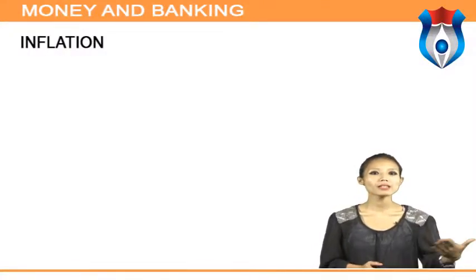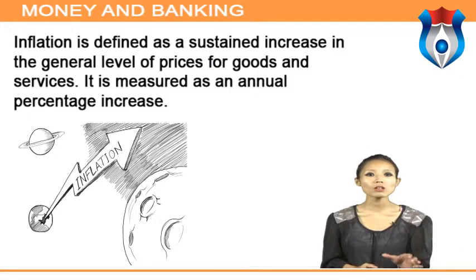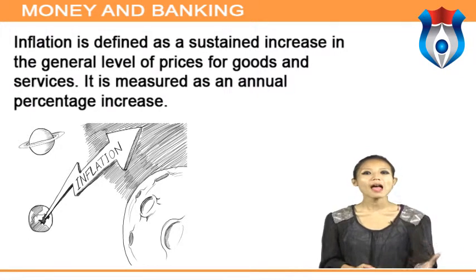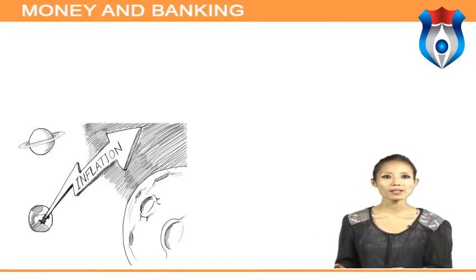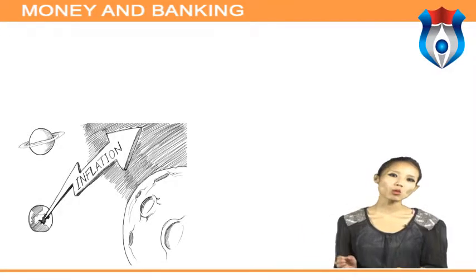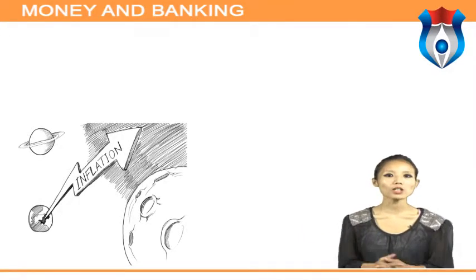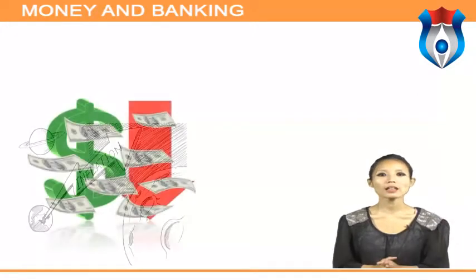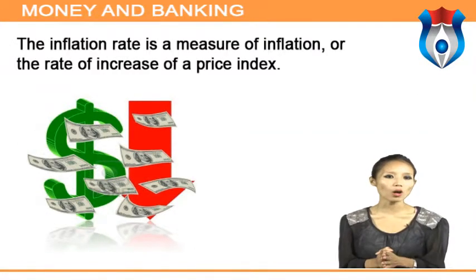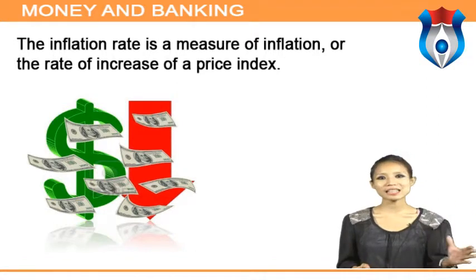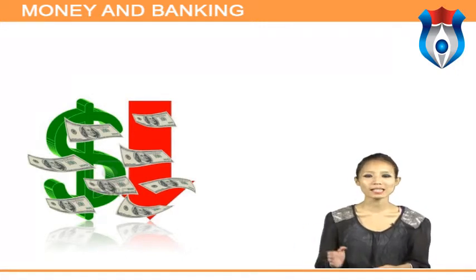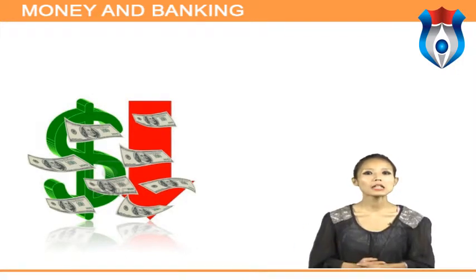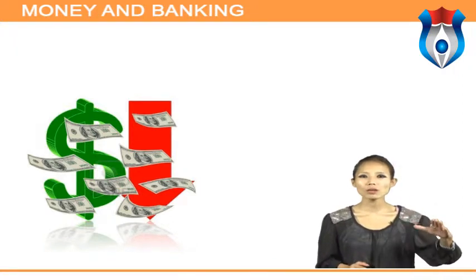Now we will move further and study about inflation. It is defined as a sustained increase in the general level of prices for goods and services. It is measured as an annual percentage increase. As inflation arises, every dollar owned buys a smaller percentage of a good or service. To study inflation, one should be clear about the inflation rates. In economics, the inflation rate is a measure of inflation or the rate of increase of a price index such as the consumer price index. It is a percentage rate of change in price level over time, usually 1 year. The inflation rate is used to calculate the real interest rate as well as real increases in wages.